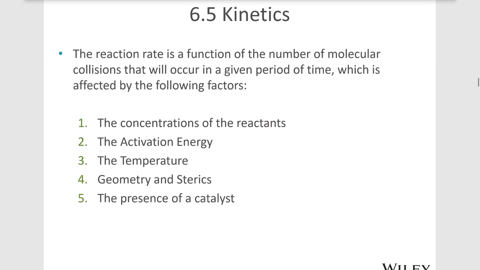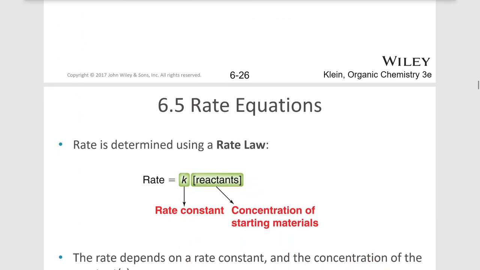So the reaction rate is a function of the number of molecular collisions that will occur in a given period of time, which is affected by the following factors: the concentration of reactants, the activation energy, the temperature, the geometry or sterics, and the presence of a catalyst. Okay, so all of these things can affect that rate.